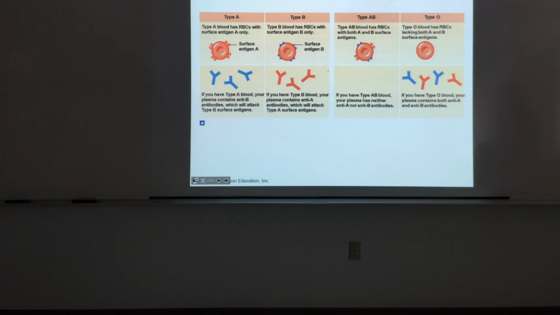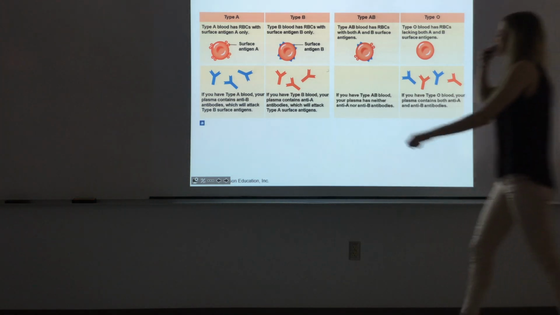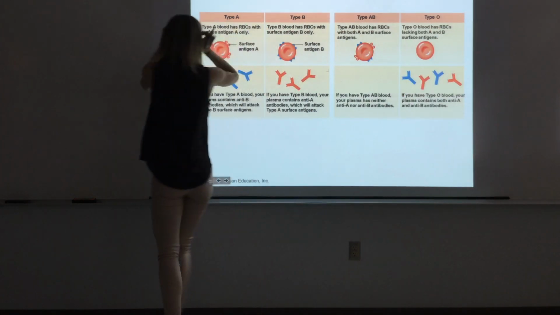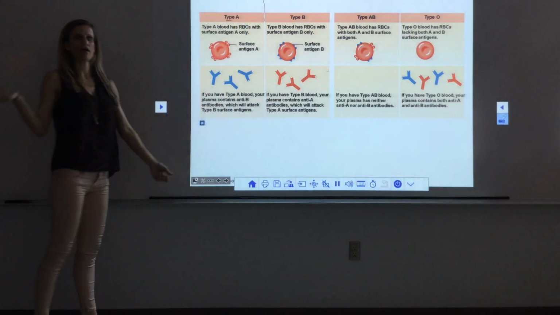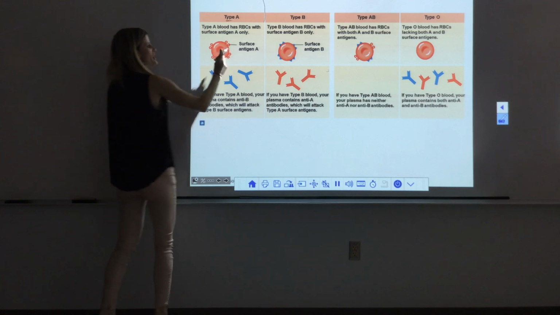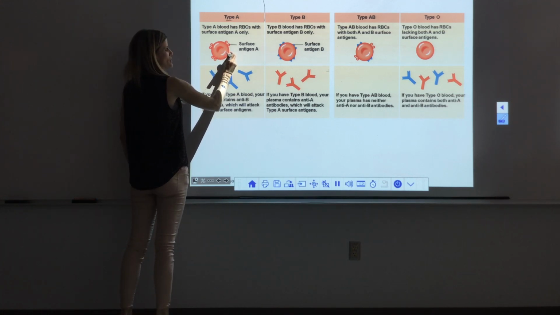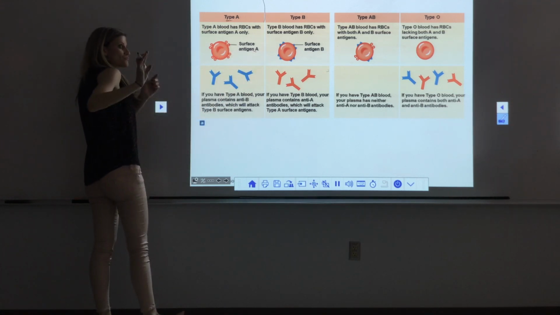And remember with the video too. So let's just do this super quick. Hopefully this makes perfect sense right now. This is a person who has type A blood. What antigens do they have on their red blood cells? A. Anything else? No. Yet.